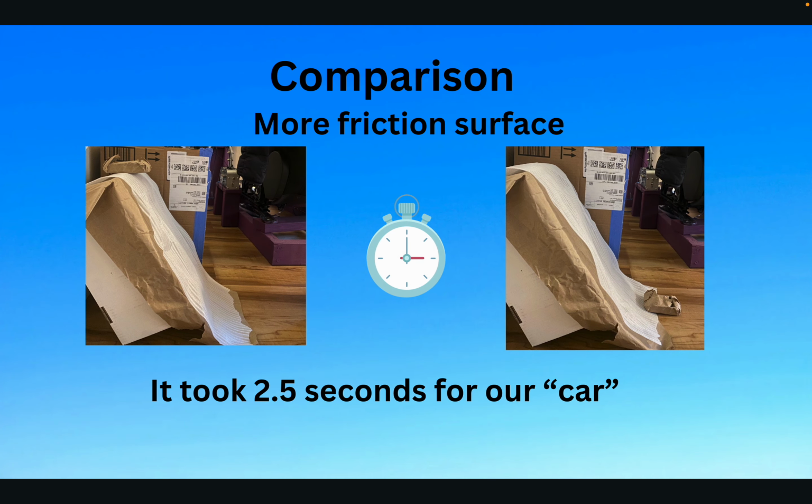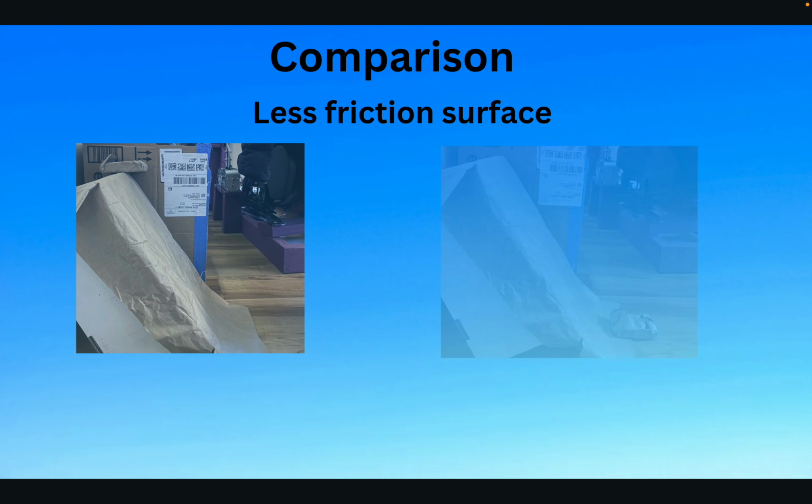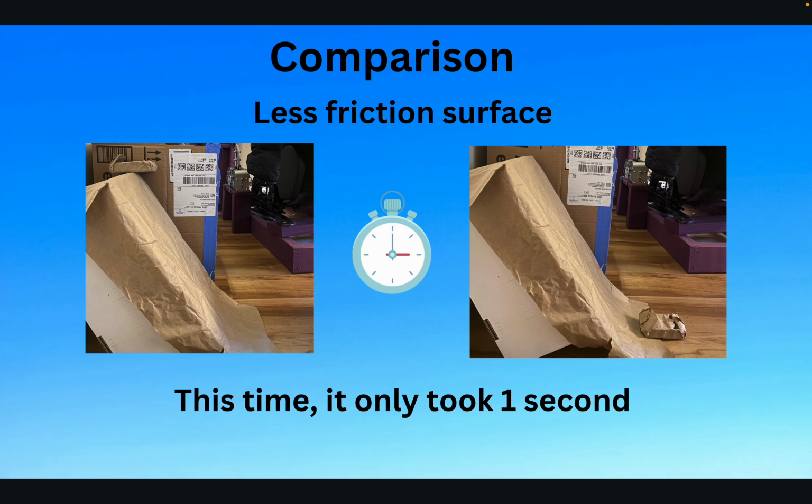So the first experiment, when the surface has more friction, we slide down the car, and it took 2.5 seconds for our car to come to rest. Let's see what will happen if there is less friction. And when there is less friction, it only took 1 second for the car to come to rest. So why are the results different? What do you guys think? It's all because of the frictional force.